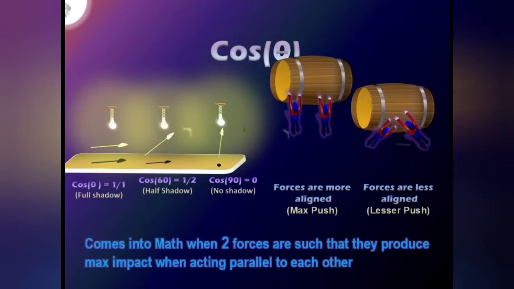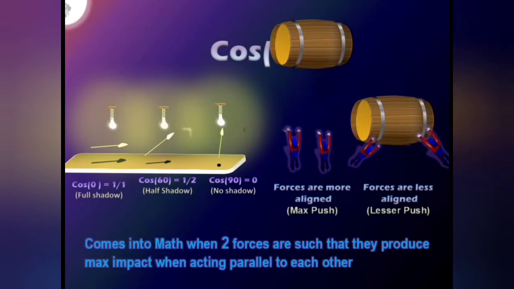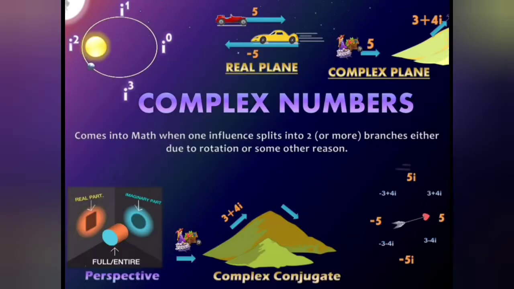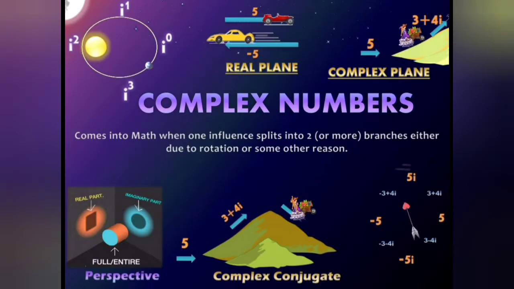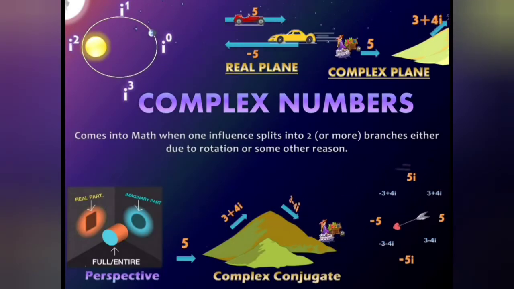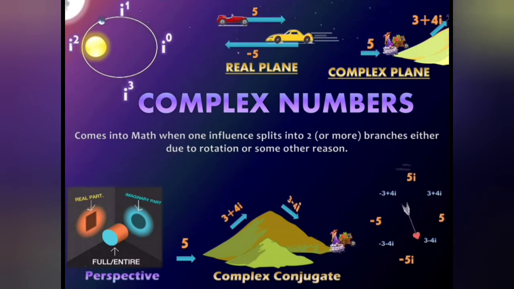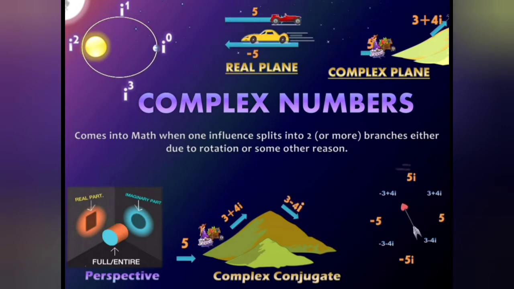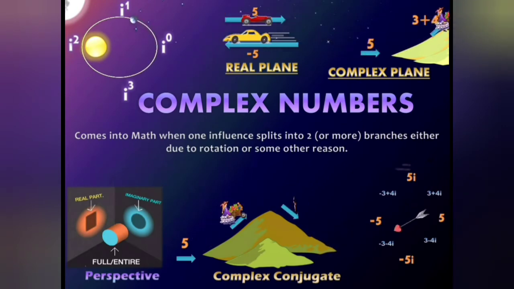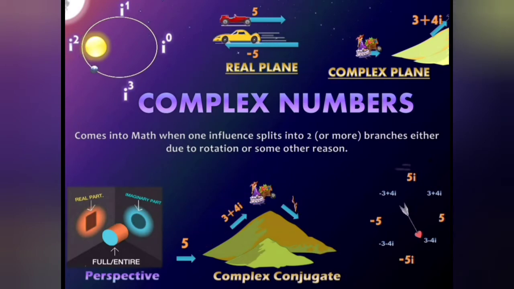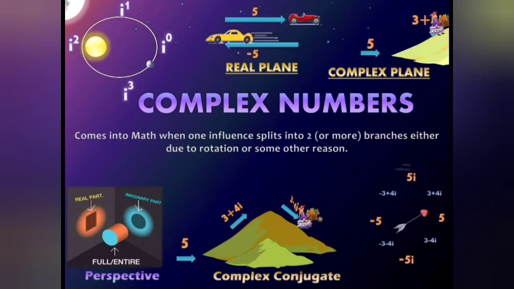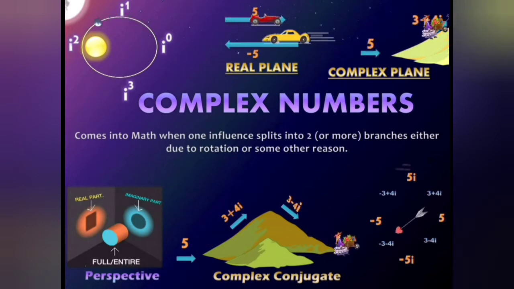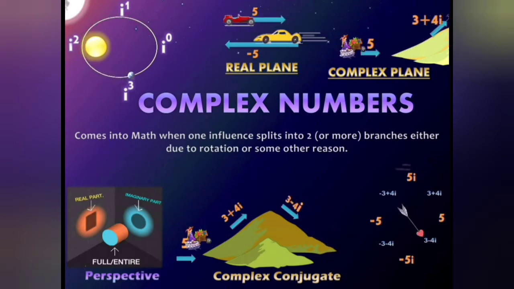Cos, in fact, comes into math when two forces or influences are such that they produce maximum impact when acting parallel to each other. What if complex numbers can be visualized with the help of animations like you are seeing on the screen? i raised to 1, a rotation by 90 degrees. i raised to 2, a rotation by 180 degrees. i raised to 3, a rotation by 270 degrees. And i raised to 4, a full 360 degree rotation.